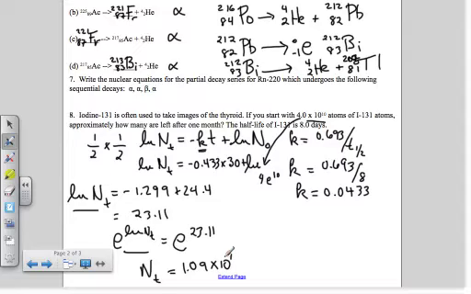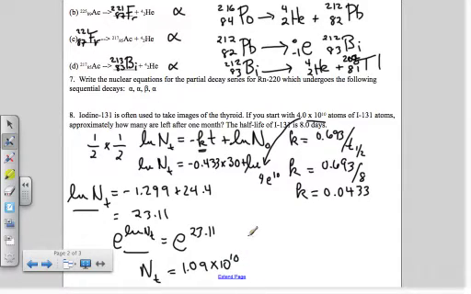Let me do that one more time. I think I have my exponent wrong. So find your natural log on the calculator. I'm going to put in 23.11 and take the anti-log. Yep, that's it. 1.09 times 10 to the 10th. Okay, so that is the amount after 30 days.